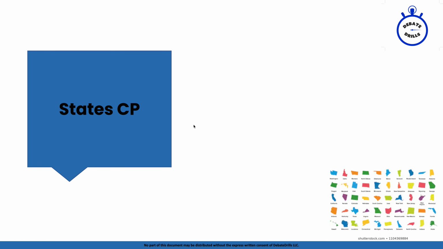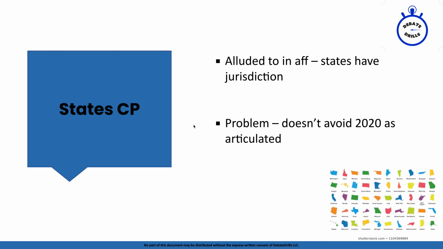The natural pairing to this is the states counterplan, right? Everyone's favorite friend. It was alluded to in the affirmative, right? States have better jurisdiction, which makes them a better actor. The obvious benefit is that it avoids the 2020 disad, which is, I think, the big boomstick that we have here, which is very good.